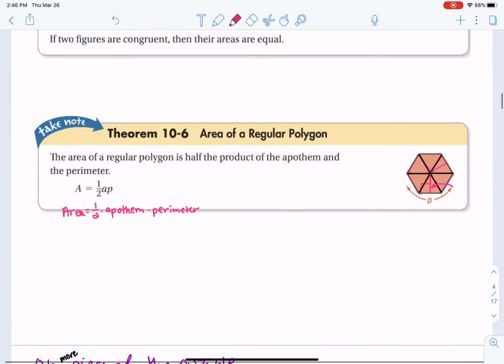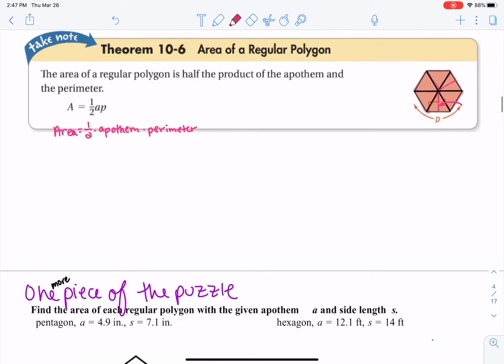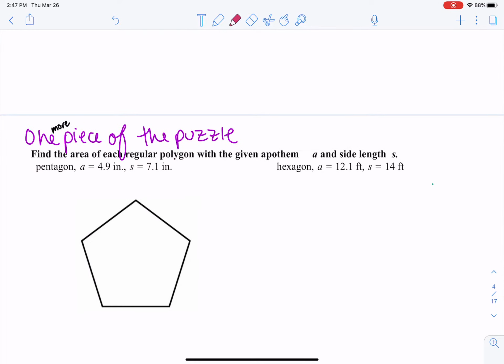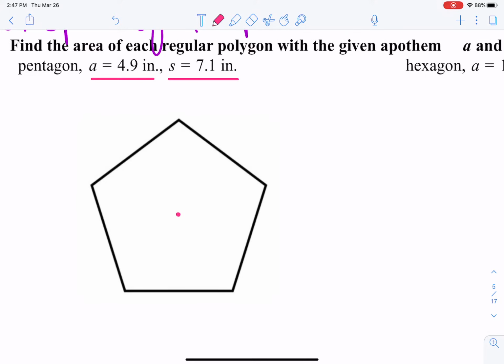So let's start one step at a time, and we'll build up to finding the area of the whole thing. We're going to do a lot of trig, so get ready. Okay, so here they start us out, and they gave us a lot of information. They said the apothem is 4.9 and a side is 7.1. This is a pentagon. I see 5 triangles in here, penta meaning 5. And they told me the side is 7.1 inches and the apothem is 4.9 inches.